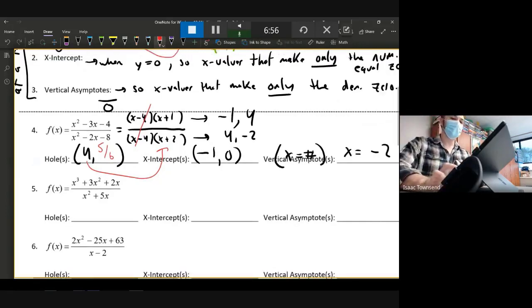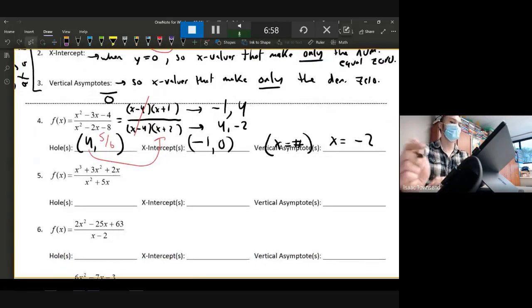Okay, questions about number 4? Is this familiar? You remember doing any of this last year?